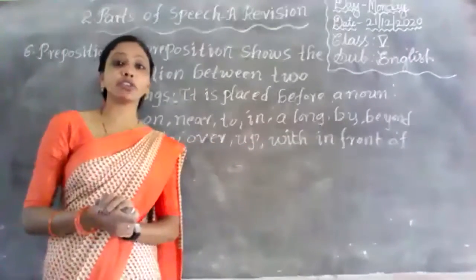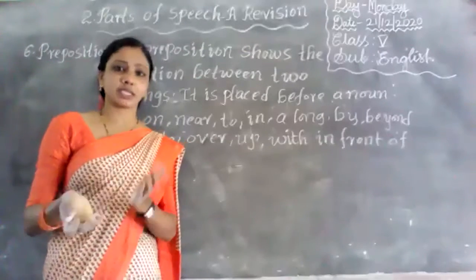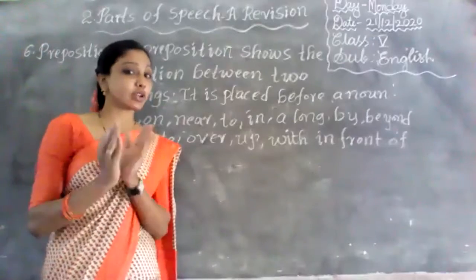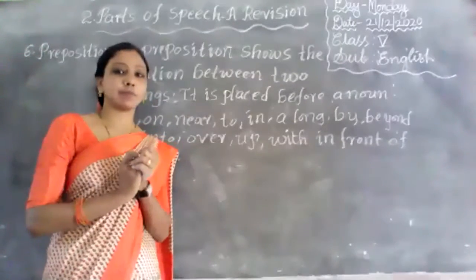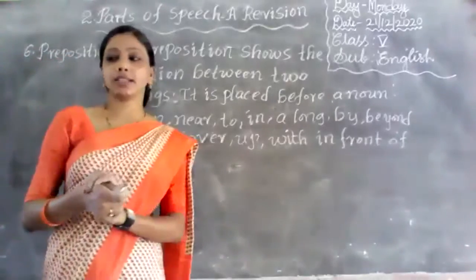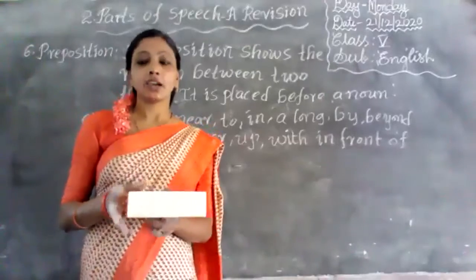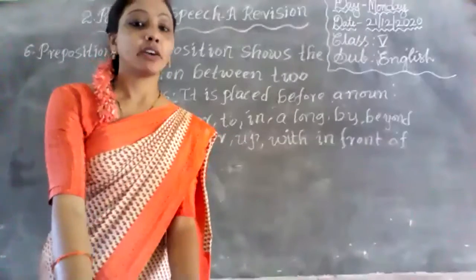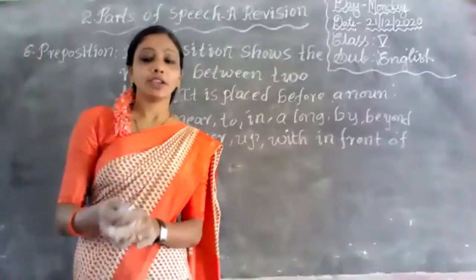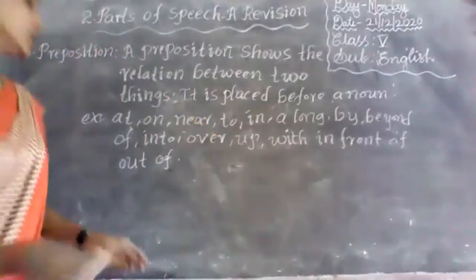So we use a preposition before a noun. Noun means naming word: a thing, person, place, right? For example, look here. Here there is a duster. I kept it on the table. Where is the duster? It is on the table. So before a noun, I say, on the table. The duster is on the table.